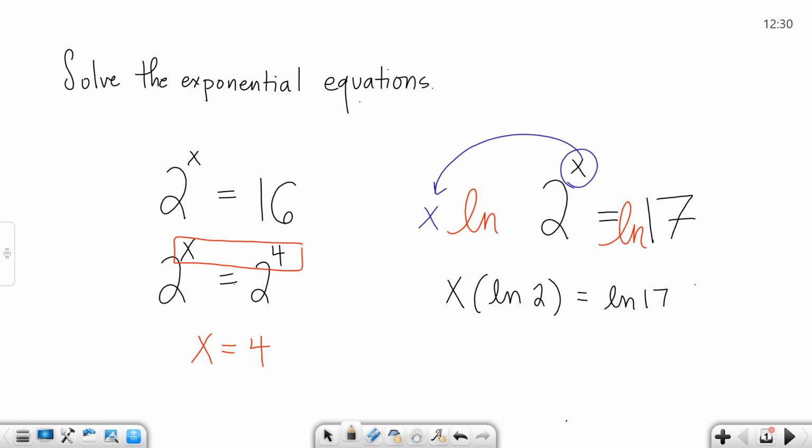So to solve that out and get x by itself, I'm going to divide both sides by the natural log of 2. So x is actually going to equal the natural log of 17 over the natural log of 2. And on your final exam, you would be able to leave it like that and leave it in its natural log form. But I want to show you how this exponential equation relates to the other one.